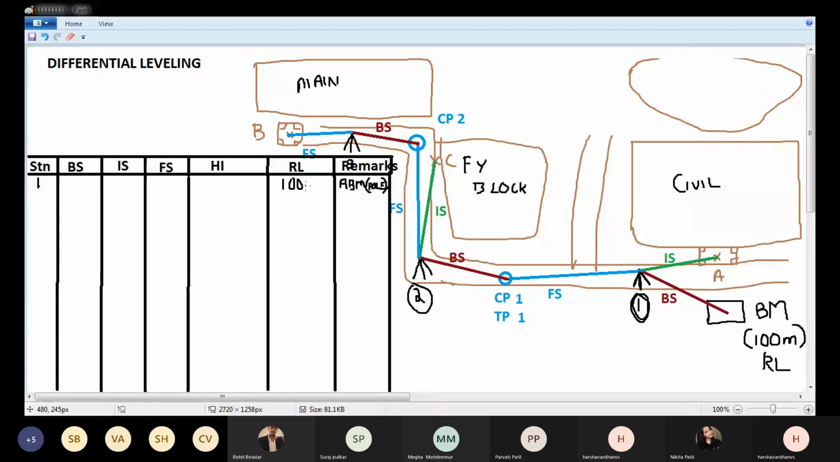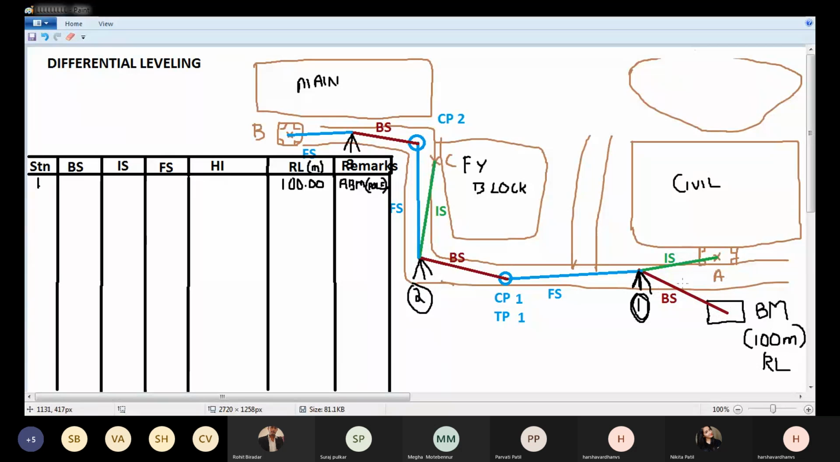So I'll write it as 100.00, and all the RLs are in terms of meters. It may be in terms of feet also, but now it is in terms of meters. So now, first I'll set up my instrument at the first instrument point, and I'll take a staff reading on benchmark. I know what is the elevation of benchmark.